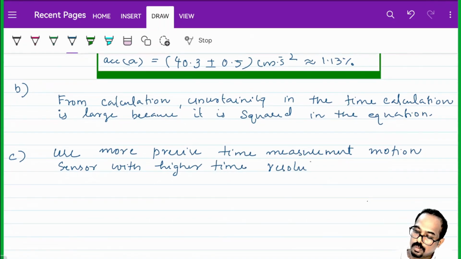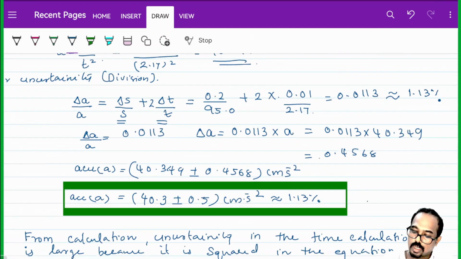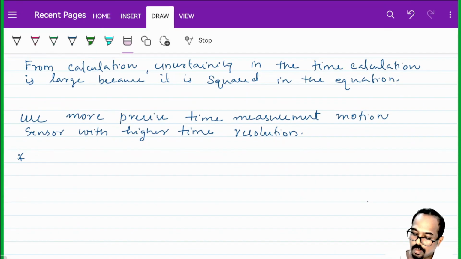Okay. One more method, if you want, you can write. When you calculate the total uncertainty, you can see that this is delta S by S. If you increase this value, the denominator, what happens? The overall value will decrease, right? So you can increase the distance also.